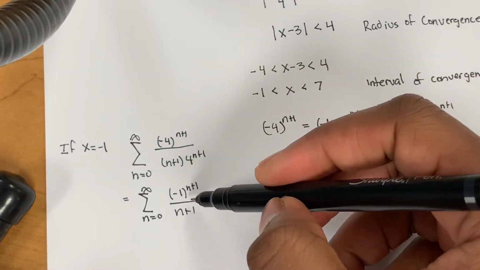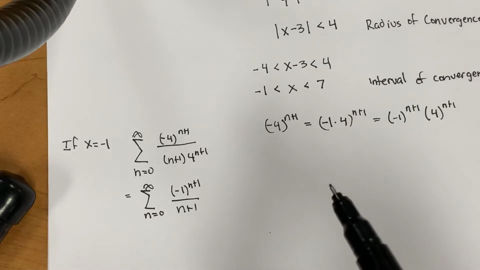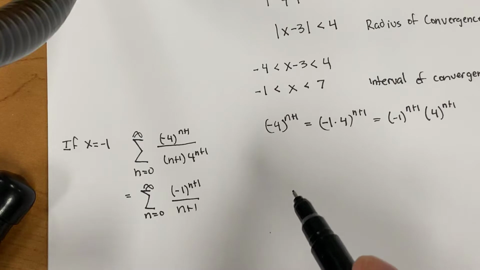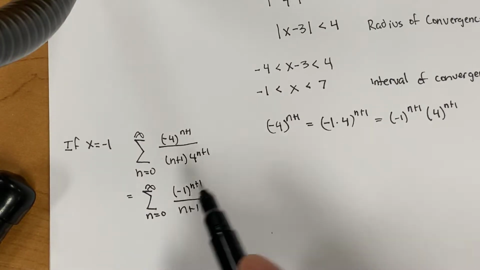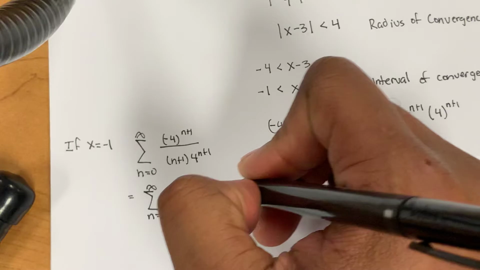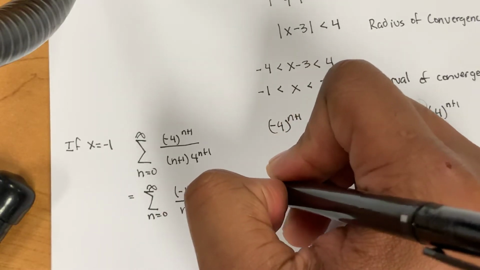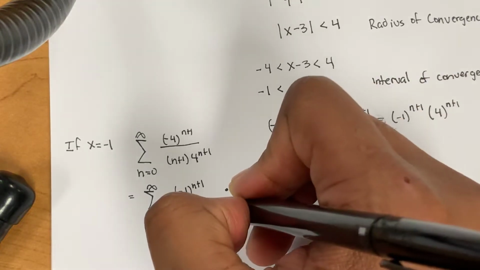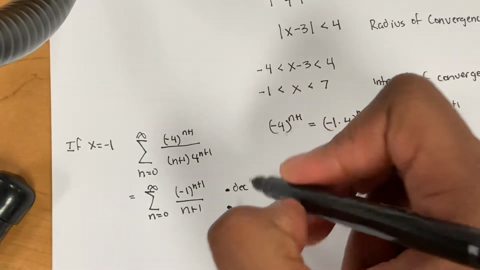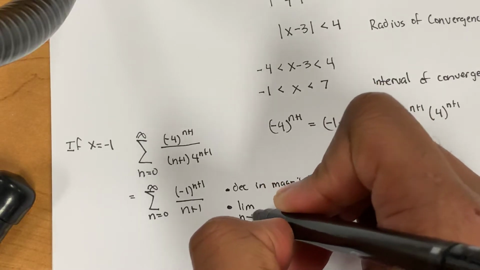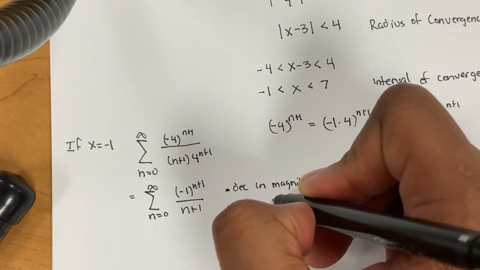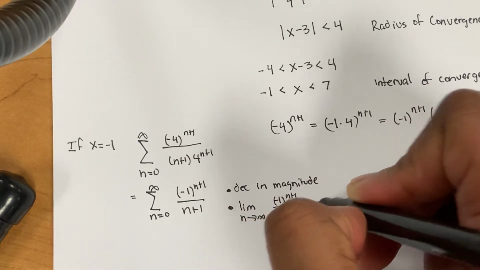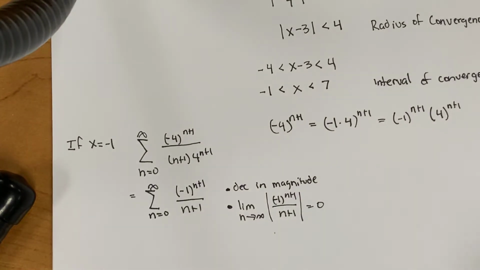Our test for the alternating series is: do the terms decrease in magnitude, do they have a limit of 0, and do they alternate signs? So clearly they alternate signs because it's an alternating series. We'll put a bullet here. They decrease in magnitude, and the limit as n approaches infinity of -1 to the n plus 1 over n plus 1 equals 0. Well, in absolute value, the limit equals 0.